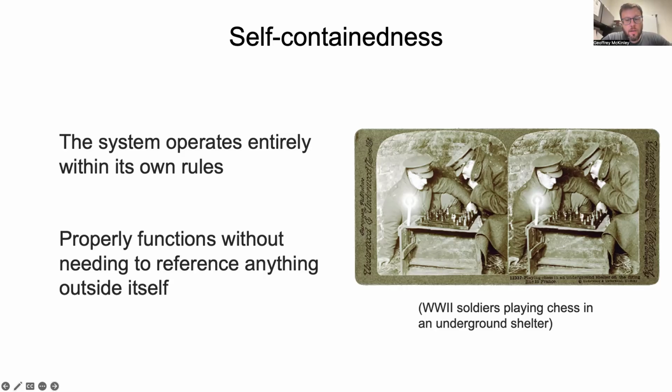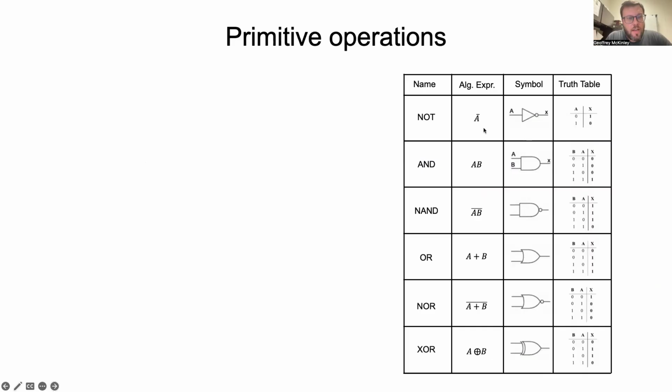Okay, so the other thing about formal systems is that they're built out of the smallest simple operations that can perform something reliably. So these are examples of logic gates. This is a not gate. This is an and gate. This is a not and logic gate. So not and, not A and B. This is an OR logic gate. This is a NOR logic gate. So not A or B. And then this one is an XOR logic gate.